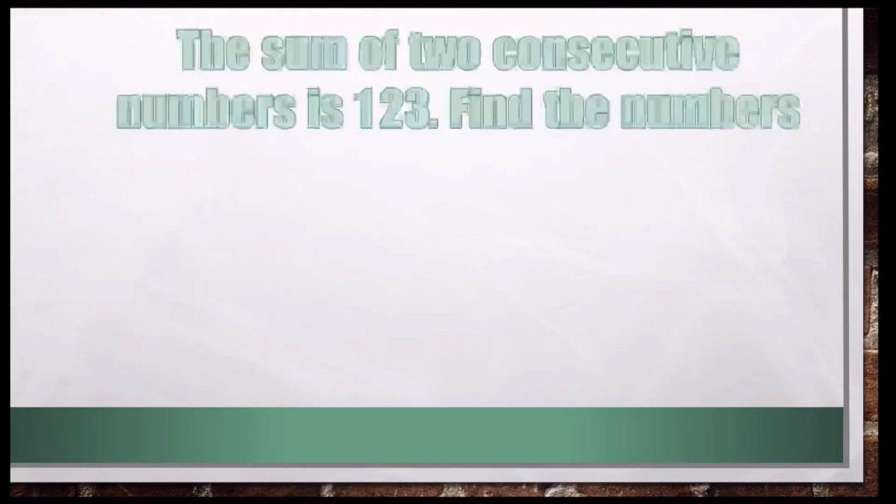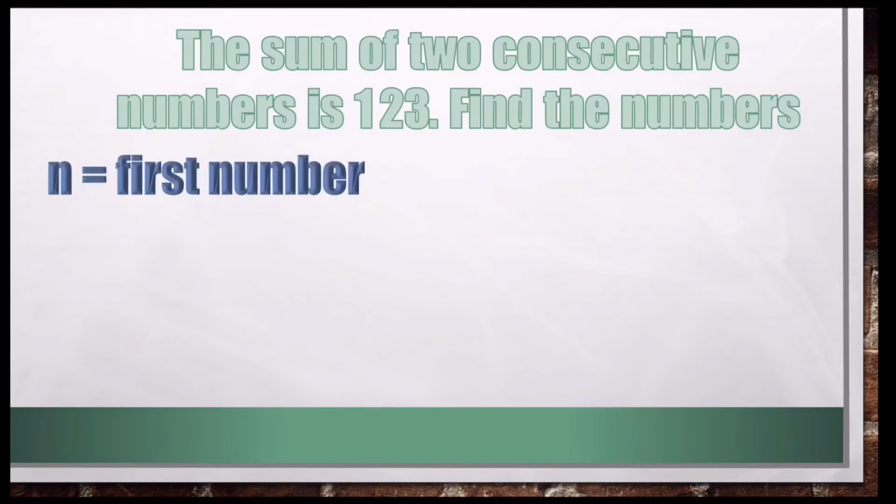So always identify your variable. So I would say, okay, n is my first number. I don't know it. Well, it's two consecutive. So let's make up a number, right? So let's say our first number was 5. What would the next number be? It's a consecutive number. 6, right? Because that comes right after 5.